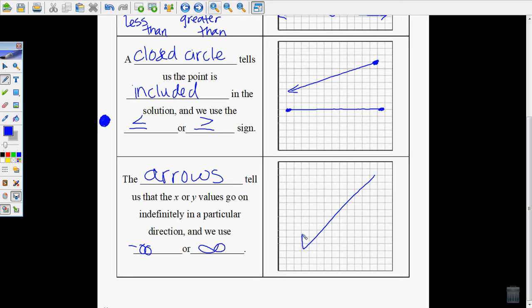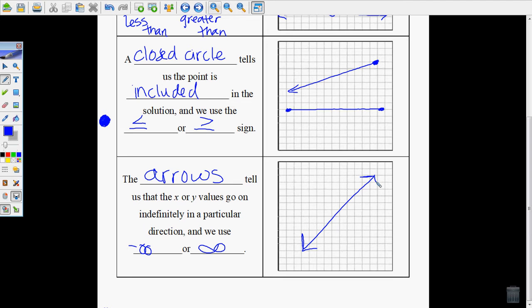So infinity means that I have arrows at both ends, right? And I'm going on to infinity and beyond. Toy Story. Good job. All right. Any questions so far?